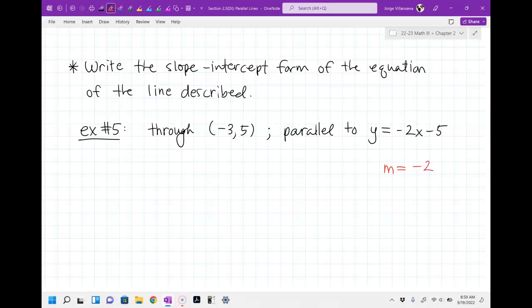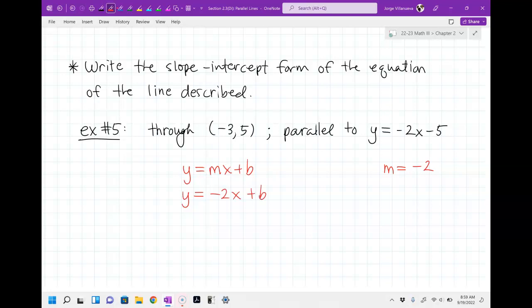Negative 2. Thank you. It's a negative 2, right? So guess what? My brand new line is going to have the same exact slope. So here we go. Let's start writing it out. y equals mx plus b. What's my slope supposed to be? Negative 2, right? It has to be the same slope. So negative 2x plus b.